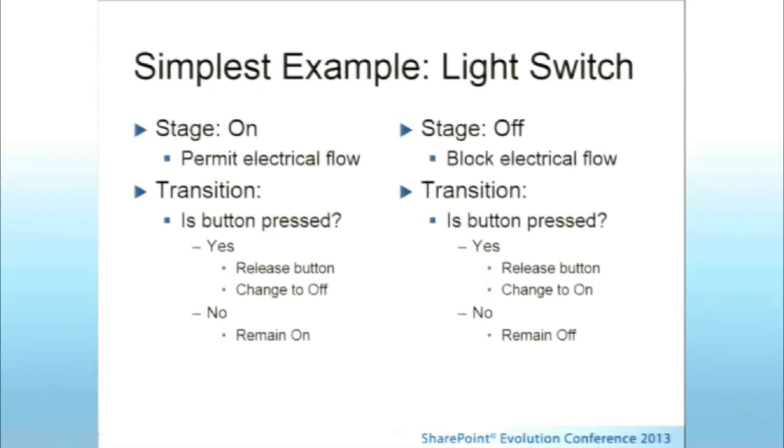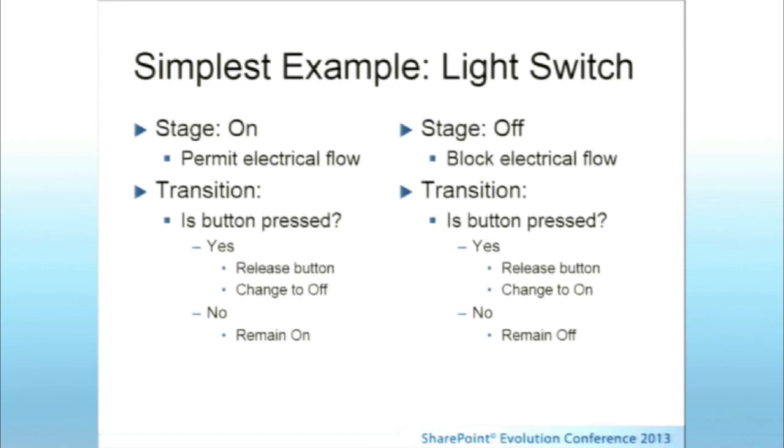While it's on, or when it turns on, you allow electrical flow. When it turns off, you stop electrical flow. The only transition that's possible is whether someone has a button pressed. This is a light switch with a toggle button as opposed to an up-down switch.